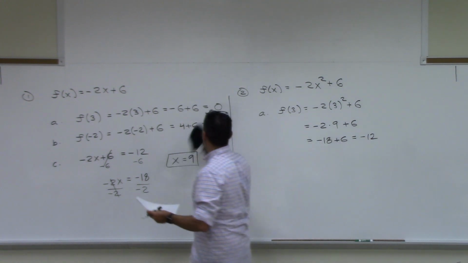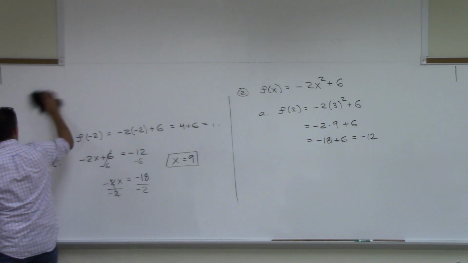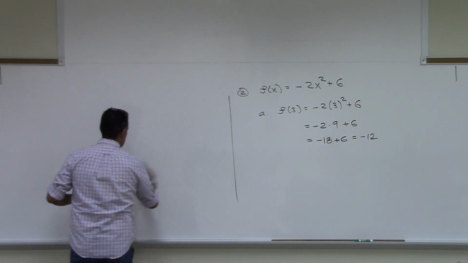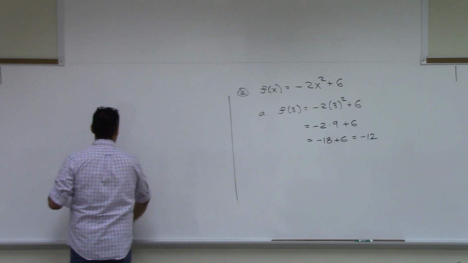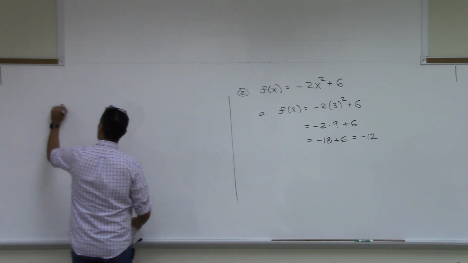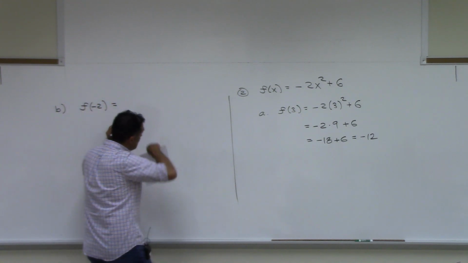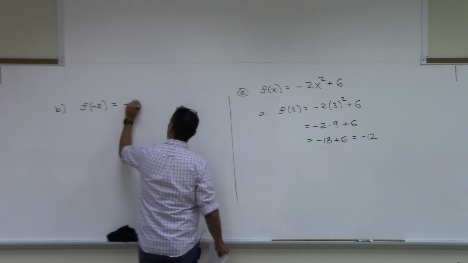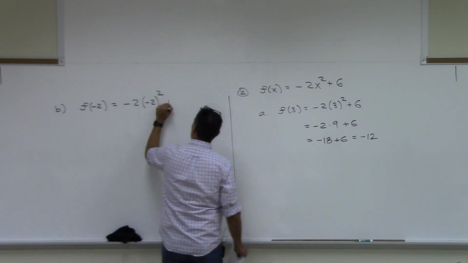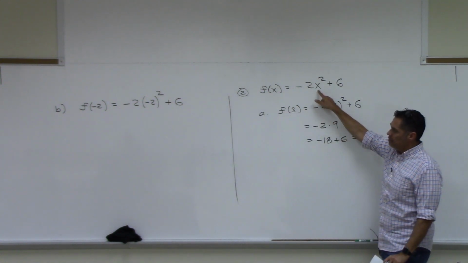For part B, I want you to plug in negative 2. Now I intentionally did negative 2 because I want to make sure that you can plug a negative into a quadratic and not mess it up. So for part B, f of negative 2 means you have negative 2, but then you have negative 2, you have to square it and then add 6. Right? That's just me replacing that x with negative 2.